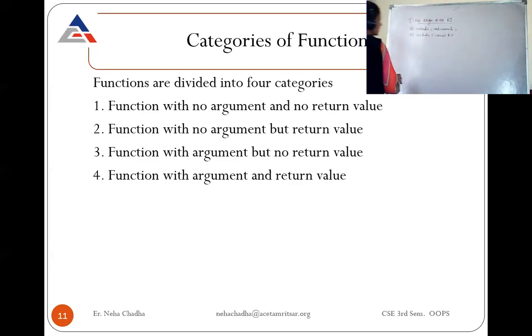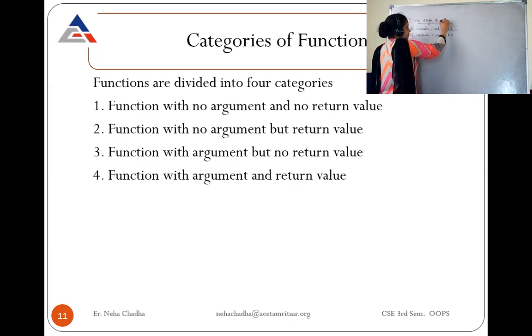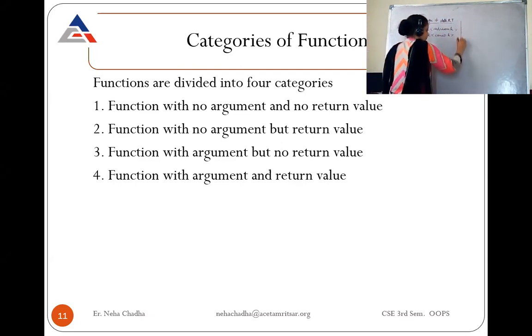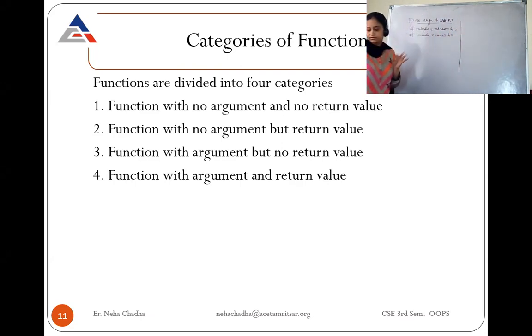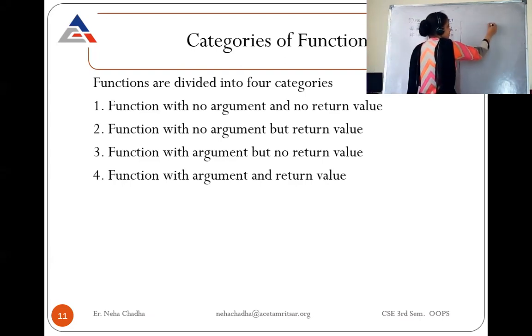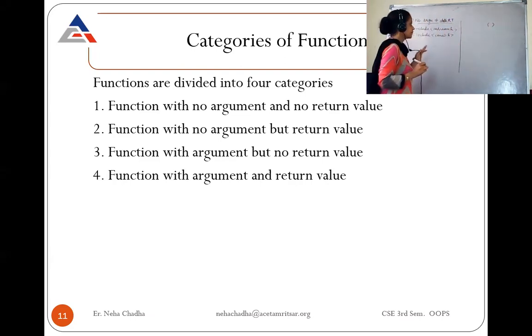Now I will move to my second category, that is function with no argument but with return type. I will change the category here. It says no argument should be there but with return type. Okay, I will write the same program of addition here. Firstly, I will write the definition. It says no argument. That means it should have empty braces with the return type.